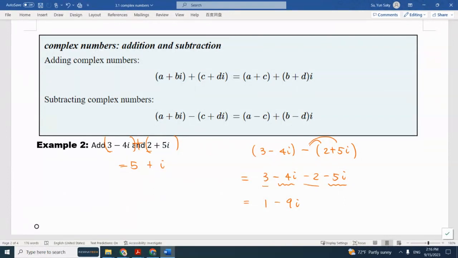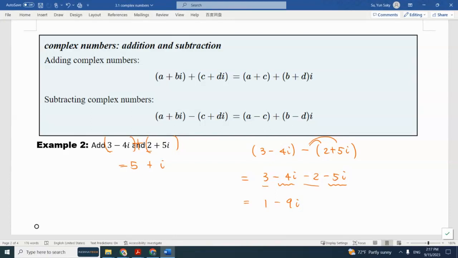Yes. Why is the 5 changed to negative? Oh, because of minus sign. Distribute. Right. We distribute. So we get minus 5i. We get rid of the parentheses first. With the parentheses, we cannot add or subtract anything. Right? We have to get rid of the parentheses. Then we can add the like terms together.